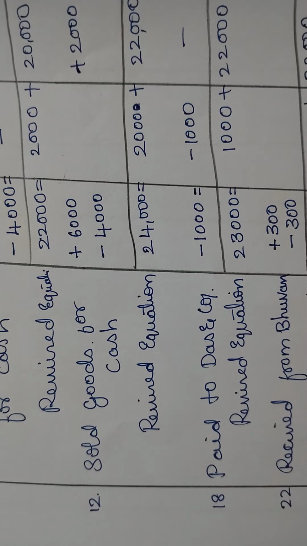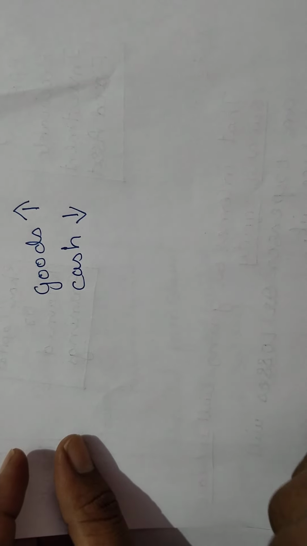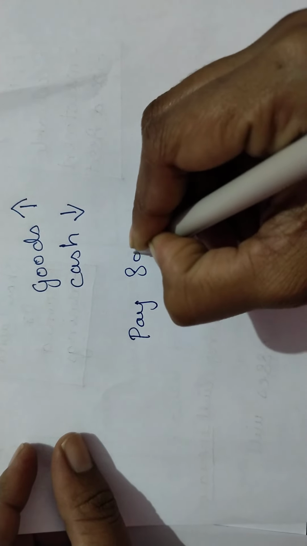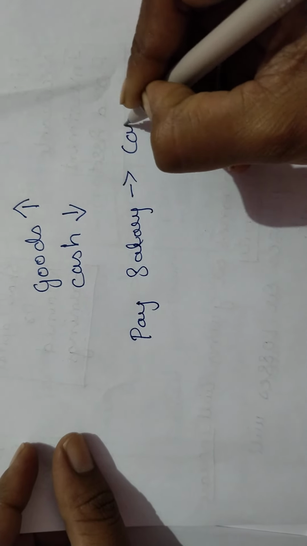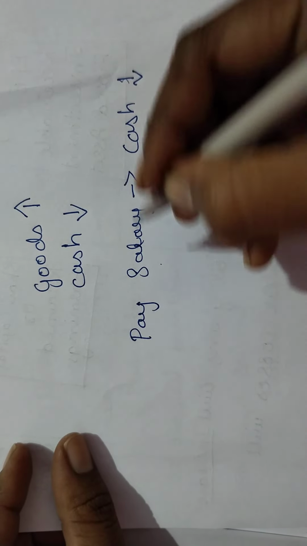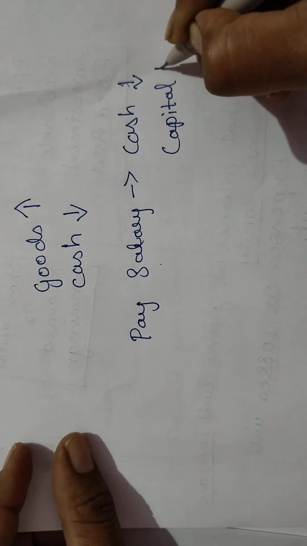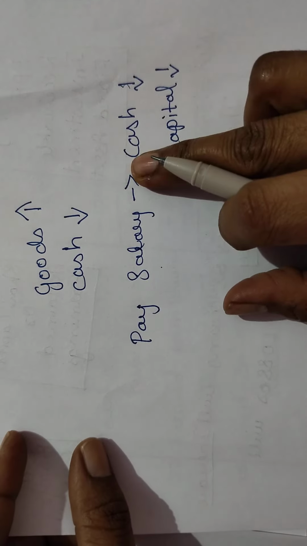The next transaction is paid salary. The paid salary also has two effects. How is it affecting the expenses? We have seen the note, right? When you pay salary, you are paying through cash. So your cash is reduced. At the same time, it is an expense. It will affect your capital also. So your capital also reduces. It is affecting your cash and capital.